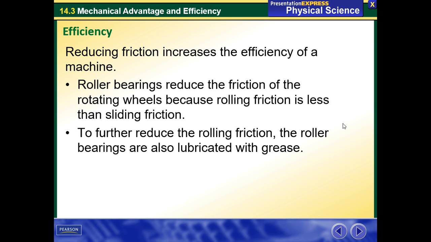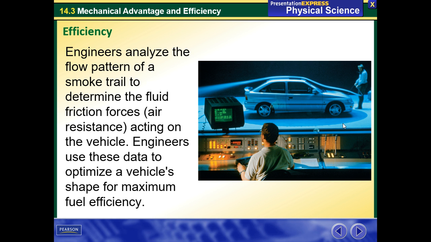Anywhere we can change sliding friction to rolling friction, we do it. Any time we can use low friction materials like a slick surface or a slick piece of fabric, we're going to be able to do that. And then just know that we can lubricate things with grease or other lubricants like WD-40 to help as well. And then it ends on this slide that shows engineers analyzing the flow pattern of a smoke trail to determine the air resistance that acts on vehicles, because they want to be able to maximize its speed but also the fuel efficiency that cars have.